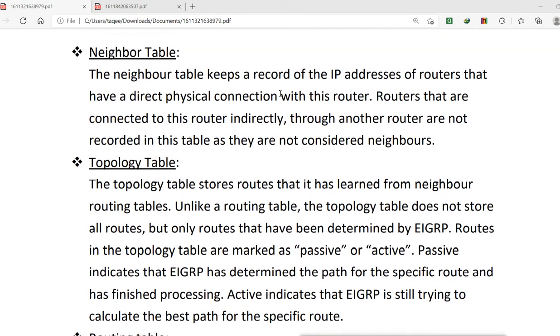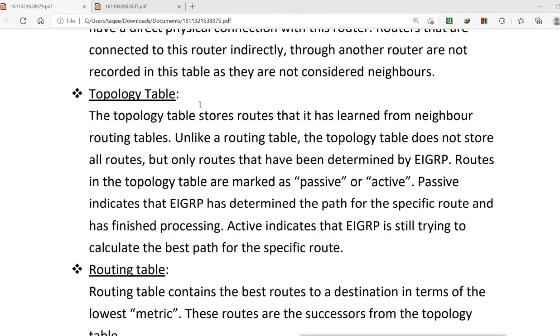That is also available in OSPF. Then the topology table. This is not available in OSPF. In this topology table, it shows the routes that it has learned from neighbor routing tables. So when they create the neighborship, they create the neighbor table. Then they exchange the information about the neighbors' routes, and then it creates this topology table showing what networks are available and where we can go to those networks.